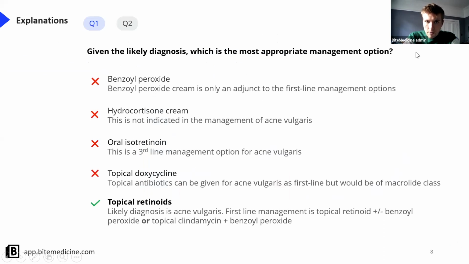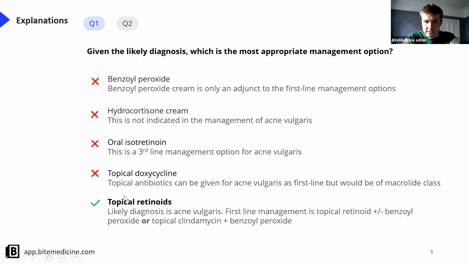So benzoyl peroxide is used in first-line management. However, it is an adjunct. Okay, so you give it alongside one of the first-line management options. In the case of the diagnosis, this is a diagnosis of acne vulgaris. Okay, this classic pustular rash. In this case, it is appearing across the chest and also in the interscapular region.